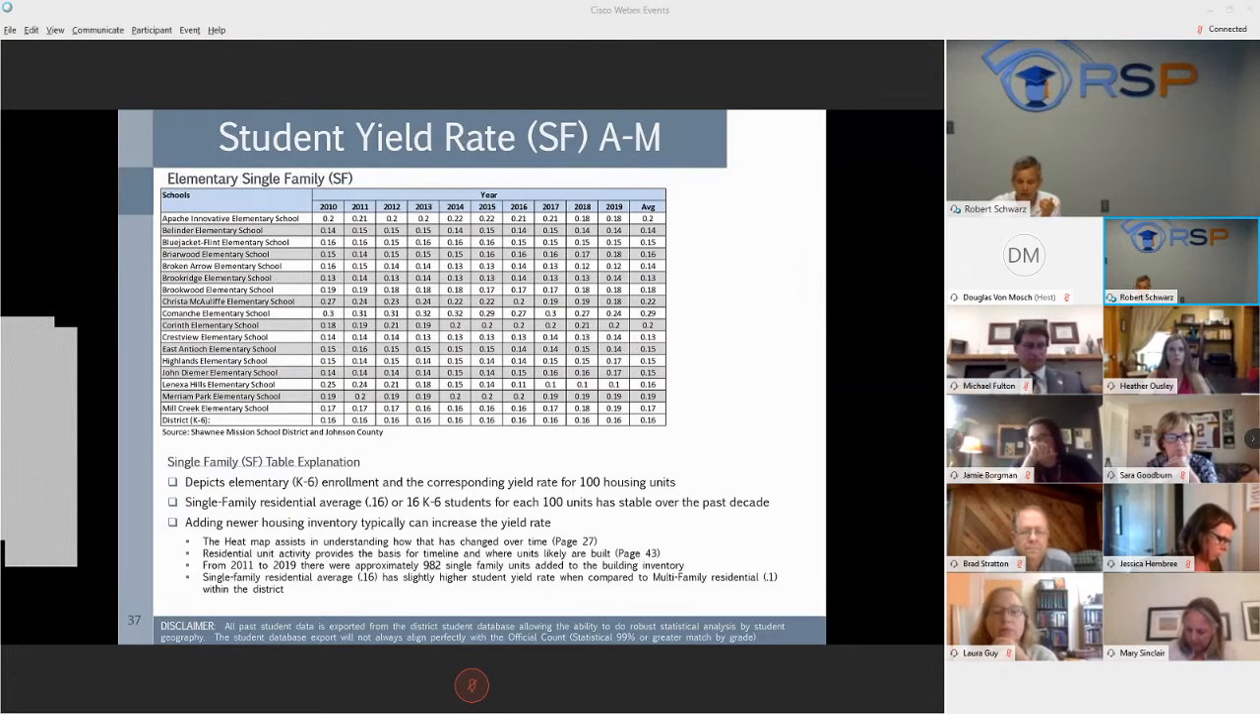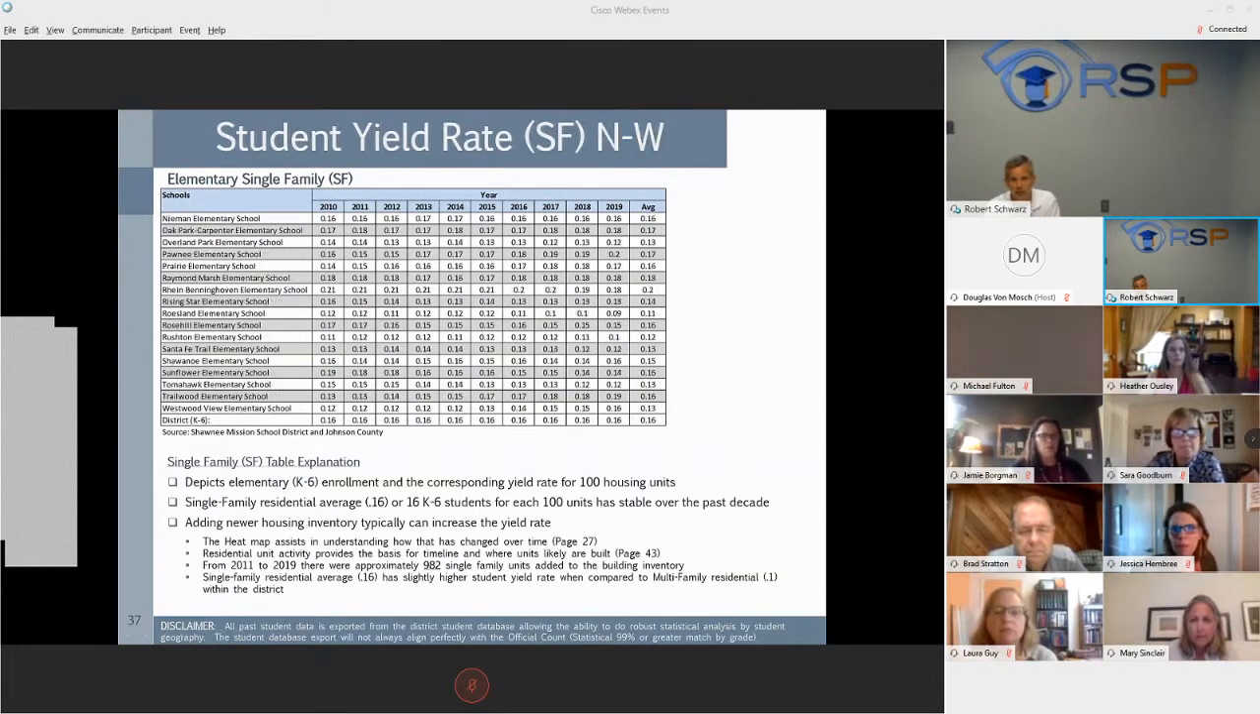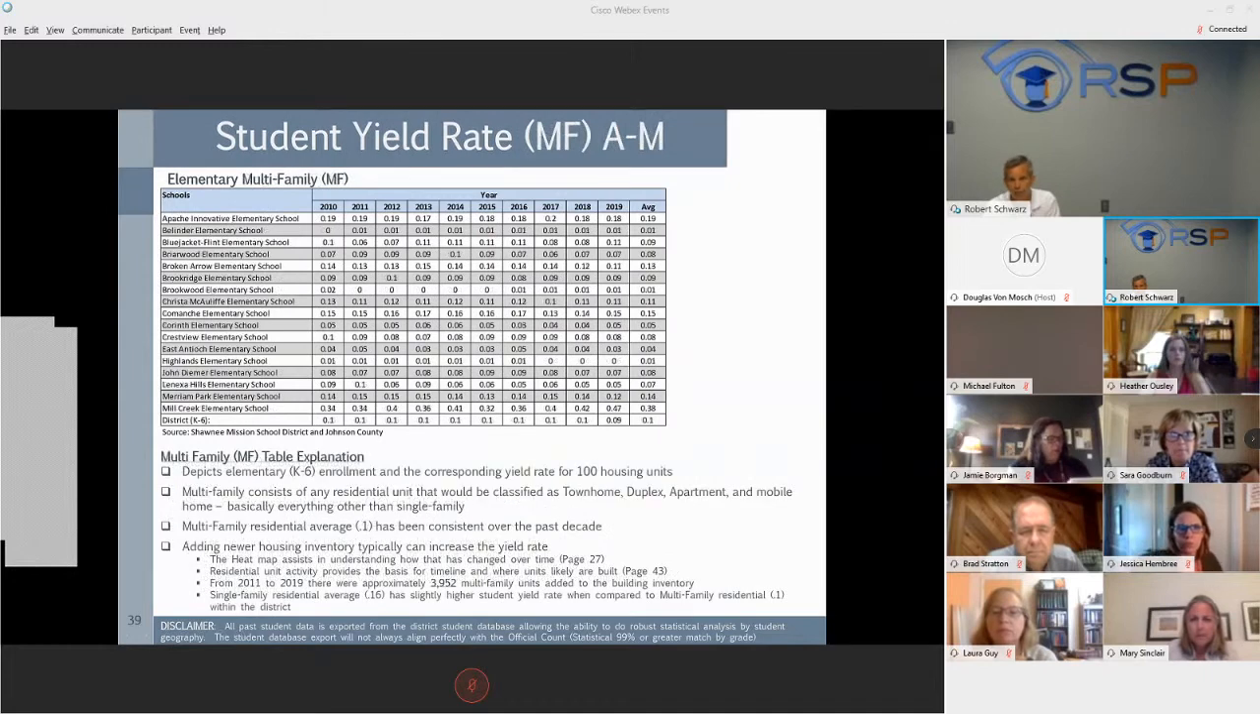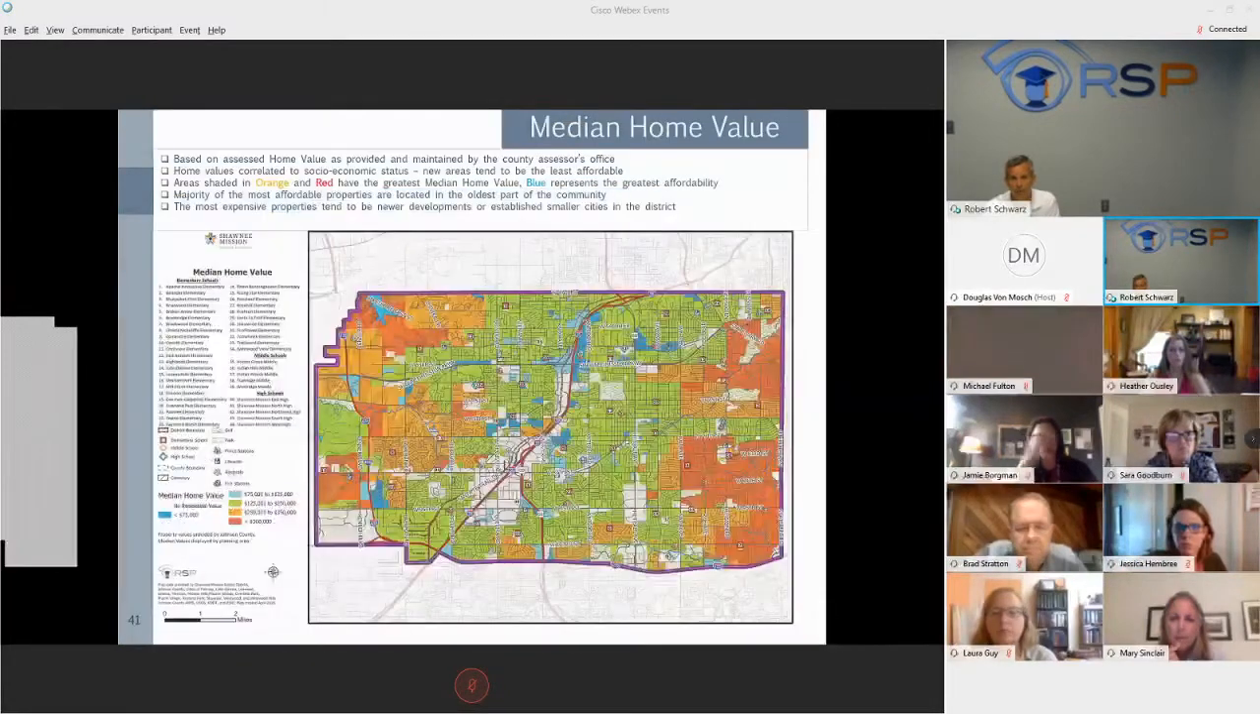So if we look at this particular chart that we see here, if I look at Apache, back in 2010, we had 20 K-5 students or K-6 students for every 100 single-family units, and it kind of went up and down. And here in 2019, it's 18 for every 100 units. We do the same thing for each of the elementary attendance areas as well with the multifamily units. Again, trying to get an understanding of how enrollment and developments makes an impact.